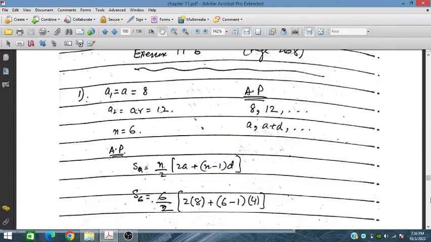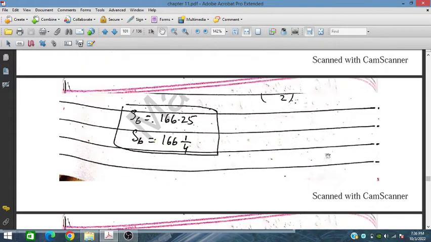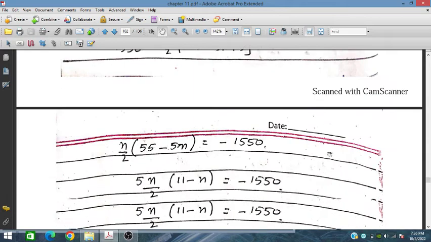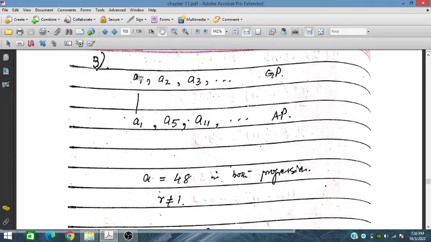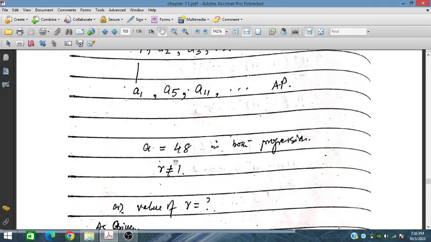So we have solved it in question number 3. This is the given information: the first, second and third terms of the geometric progression correspond to the first, fifth and 11th terms of the arithmetic progression. Secondly, a1 is equal to 48, that is, a is equal to 48 in both the geometric and arithmetic progressions, and r is not equal to 1. This is the given information.